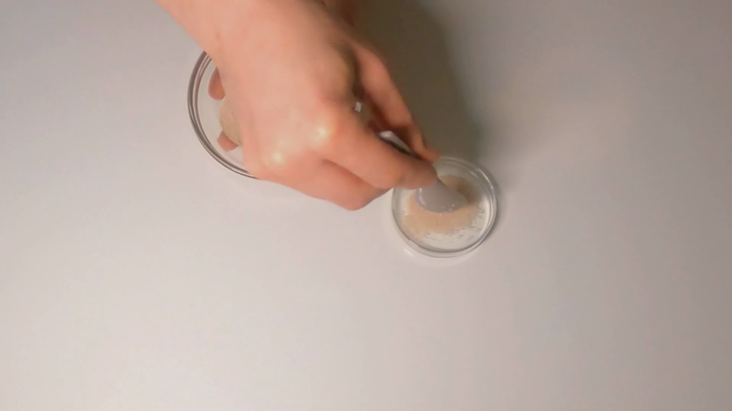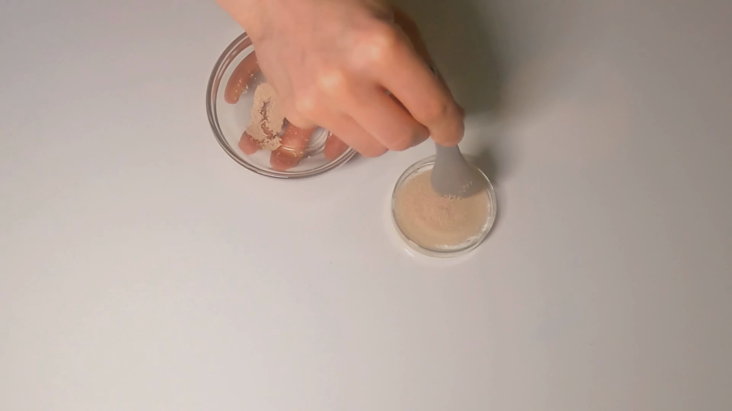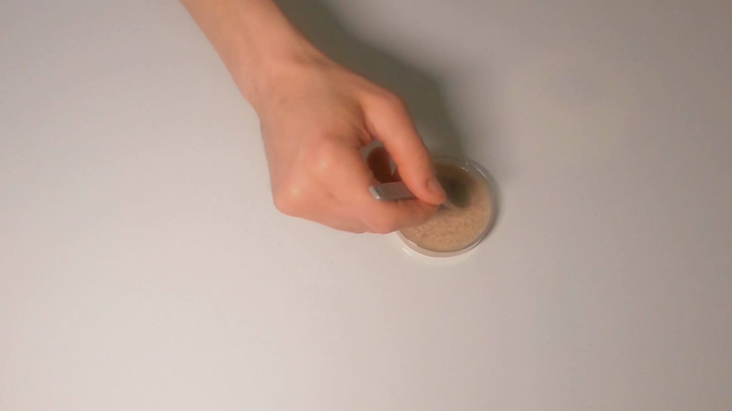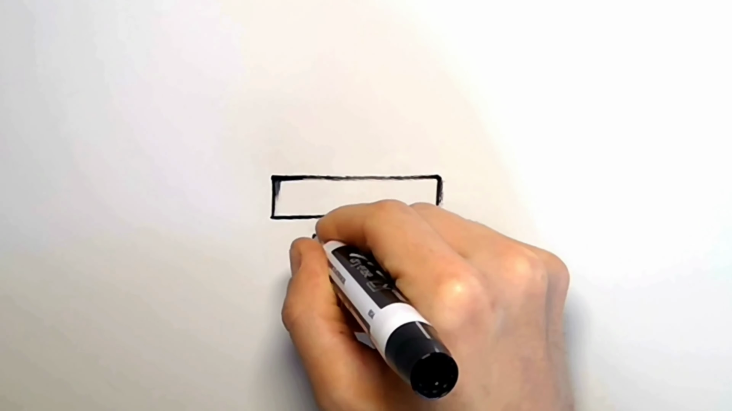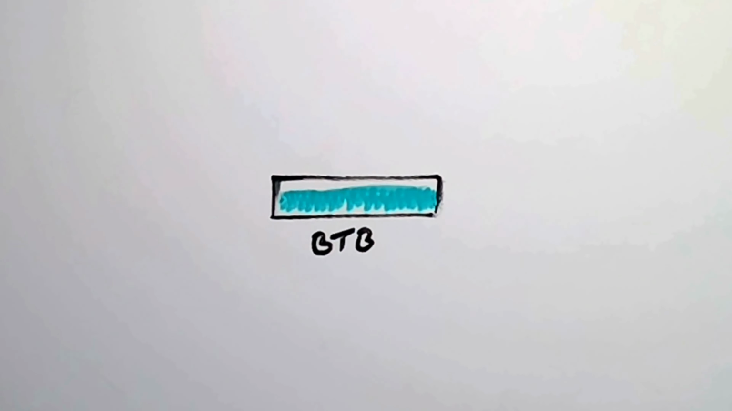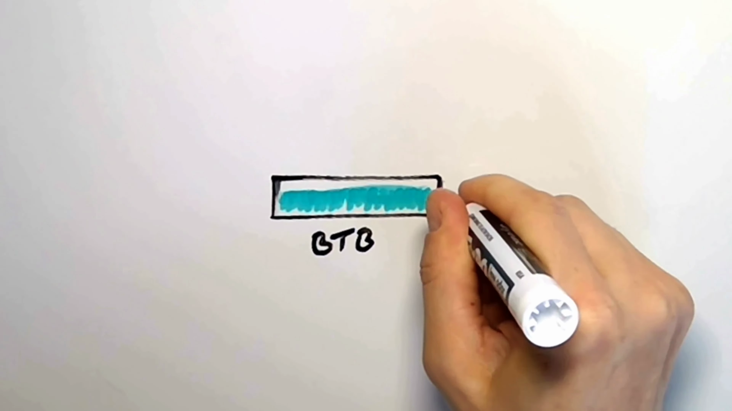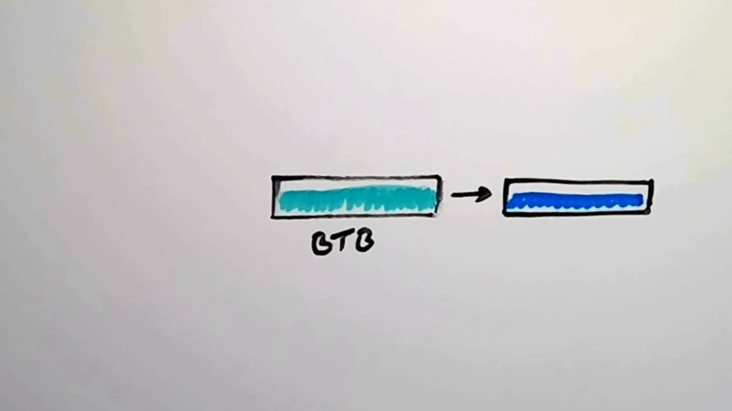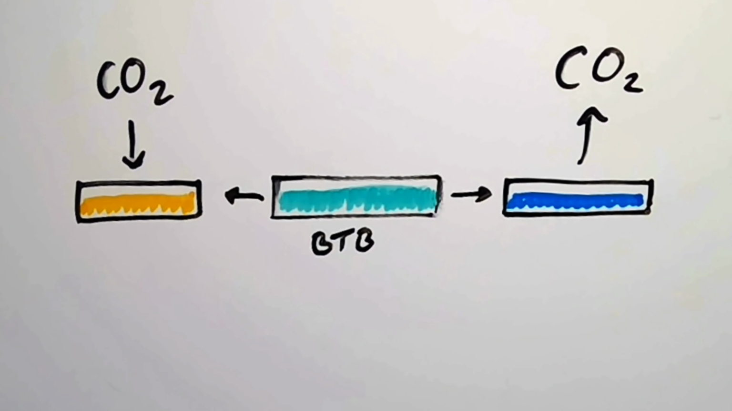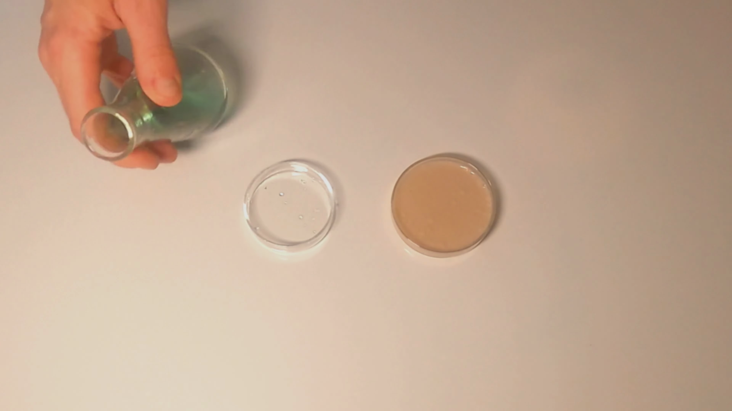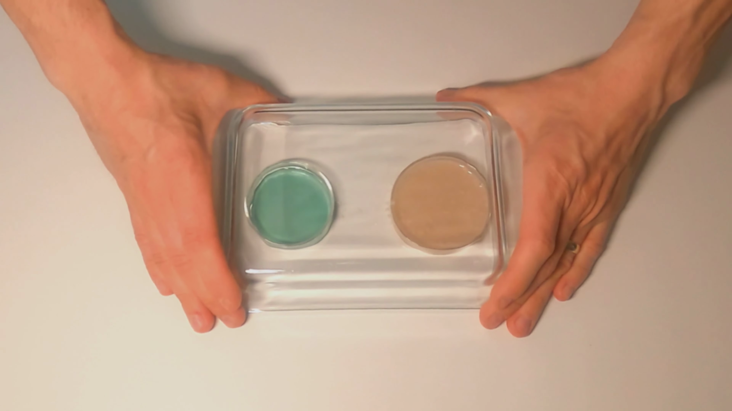To investigate this, let's get some yeast active in the presence of bromothymol blue, which we'll call BTB. We'll dissolve some yeast in water, and then add some sugar for them to eat. Recall that BTB shows us if an organism is producing or absorbing carbon dioxide gas, also known as CO2. The BTB will turn more blue if CO2 is removed from it. It will turn more yellow if CO2 is added to it. Let's leave this yeast alone for a few hours and see what happens.